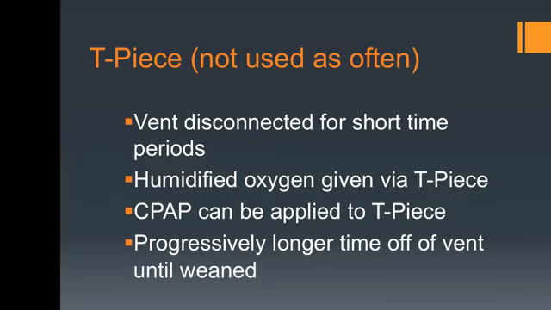And the last method, which was the tried and true, used over years method, was the T-piece. There is a picture of a T-piece in your Silvestri. The ventilator is disconnected for short time periods, and the patient is switched over to a humidified oxygen delivery through that T-piece, through their trach or ET tube. CPAP can also be applied to the T-piece if they want to give that positive supportive pressure. Progressively longer time off the ventilator until they are weaned. The downside is that the patient is completely disconnected from the ventilator during that time, so there is no backup plan. This T-piece method has been usurped by the other types of weaning options that I've already outlined.